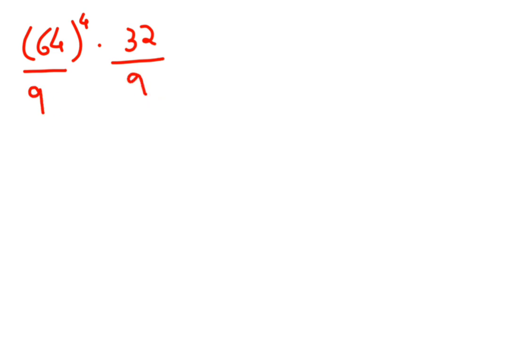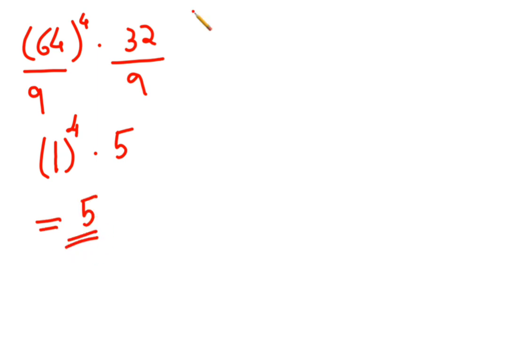So when I do this division of 64 by 9, the remainder is 1 and then the index is raised to 4, into 32 divided by 9, the remainder is 5. So eventually the remainder comes out to be 5.